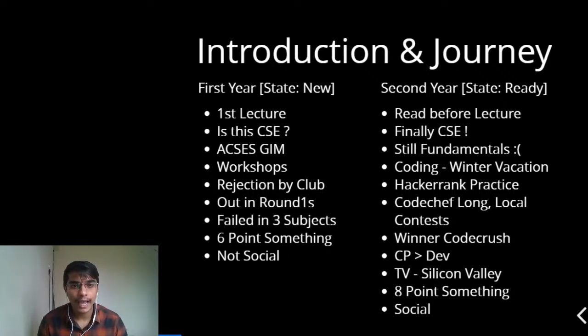So you can see I have written the state in first year as new. Actually I'm relating this with the states of processes in operating system. ACSES recently conducted a week seminar which was based on operating system. So you might have studied the states of operating system. I have related it like that, first year, the state is new. And now second year, my state is ready. So I got aware, and after getting aware, this was what I did in second year.